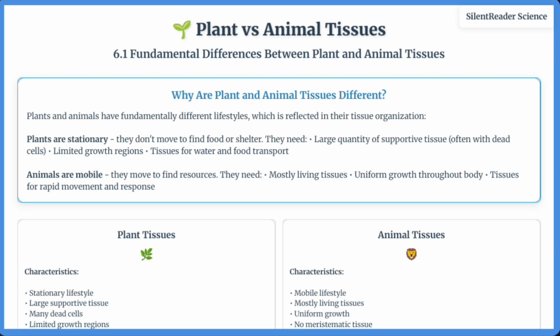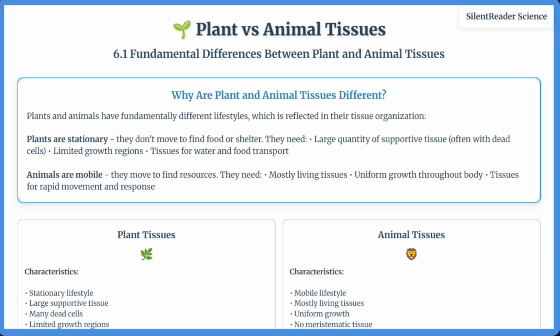Let's begin by understanding why plant and animal tissues are fundamentally different. Plants are stationary organisms. They don't move to find food or mates. This sedentary lifestyle means they need large amounts of supportive tissue, often with dead cells that provide structural strength. Their growth is limited to specific regions called meristems.